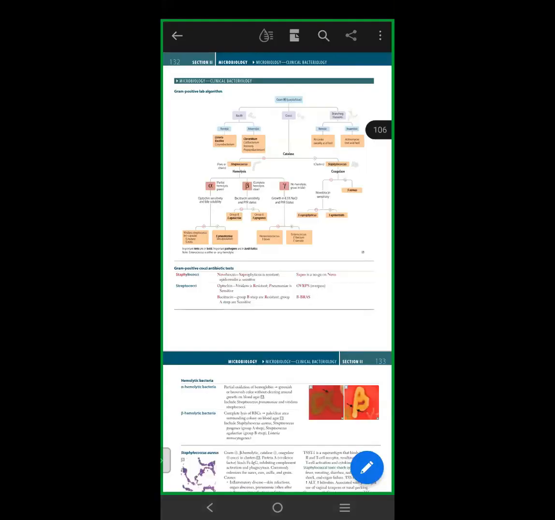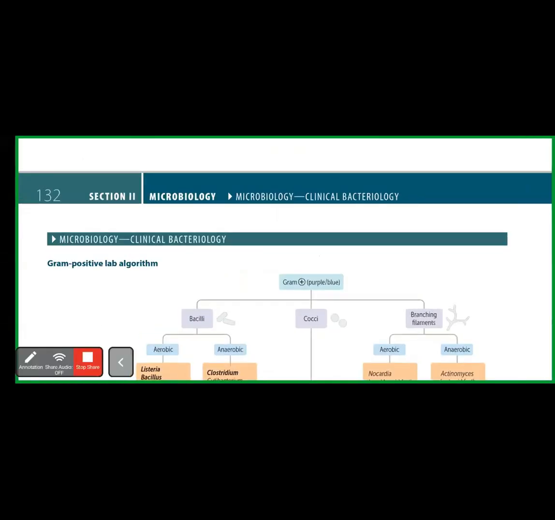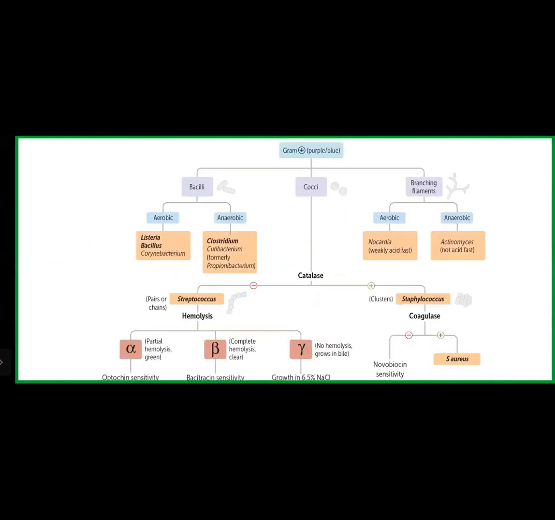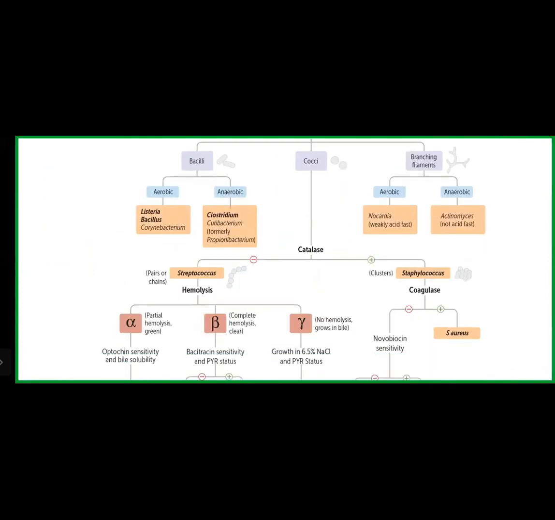Okay, so with respect to your gram-positive bacteria, first starting with your lab algorithm, okay? We have your Staph, your Strep, and also your Listeria and your Clostridium. What we have to understand is that the first division of gram-positive bacteria is based on the shape, whether it is a bacilli, a cocci, or a branching filament. Then we divide whether it's an aerobic or a non-aerobic or anaerobic organism.